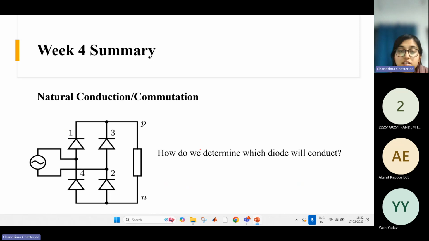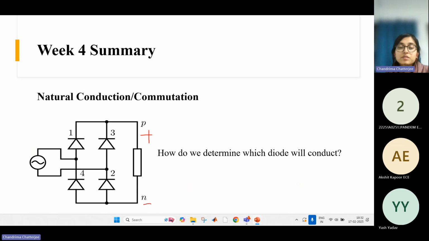So here I have shown how we should determine which diodes will conduct. In any circuit, how will you determine which diode will conduct in a particular situation? The diodes are numbered here: this is the first diode, and this is 1, 3, 2, and 4. And these are the load terminals.